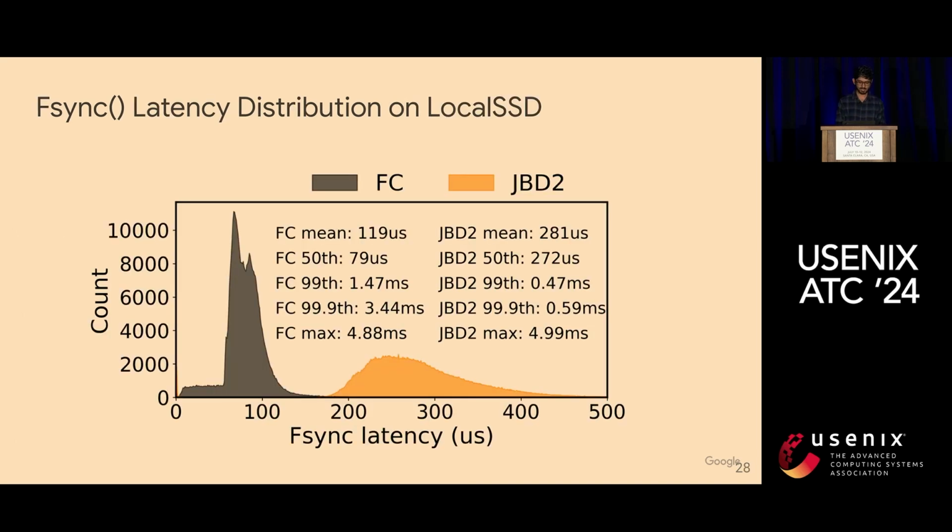Let's zoom in on the latency profile of fast commits versus JBD2. While fast commit shows a great drop in mean and median latencies, at the tail, fast commit latencies are higher. This is because of the fallback paths that we discussed previously. Supporting more and more scenarios in fast commits would get rid of the tail latency issue as well.